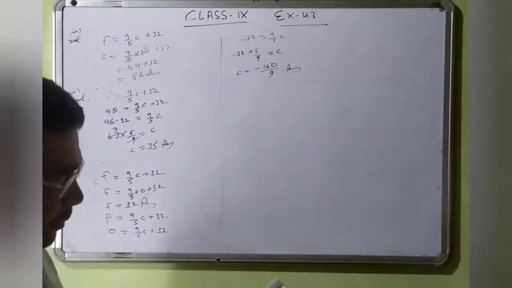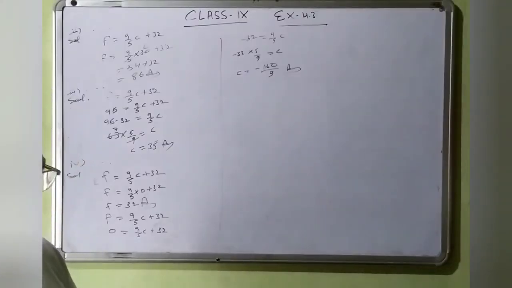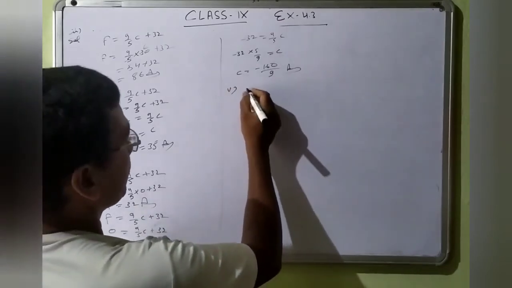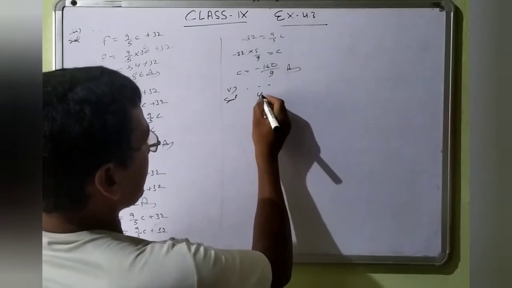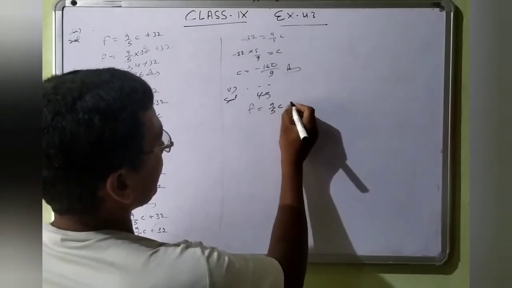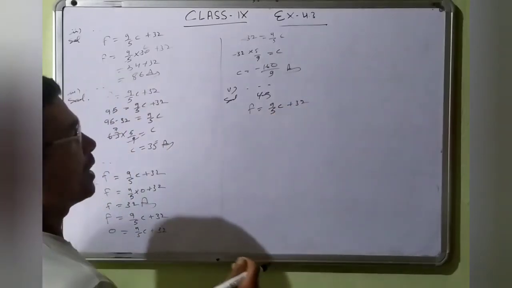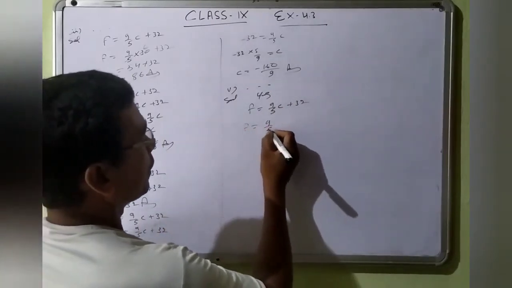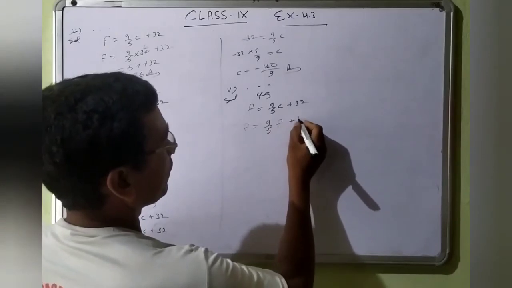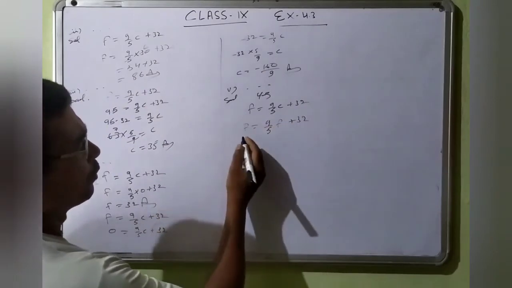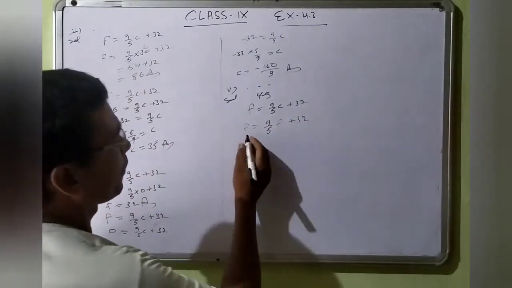Fifth part: is there a temperature which is numerically the same in both Fahrenheit and Celsius? Yes. That is the fifth part. Yes. First of all write the equation. Now we are placing the same value. It means in the place of C we will write F, or you can write C in the place of F. Both will make the answer right.